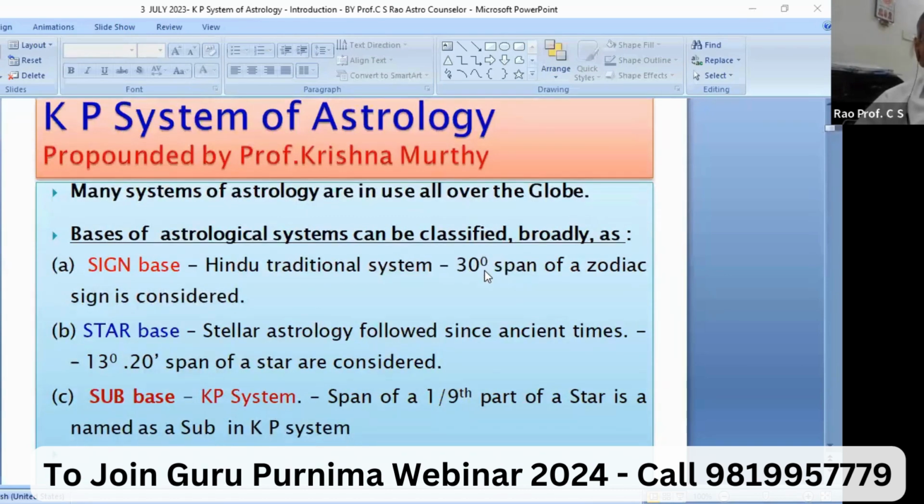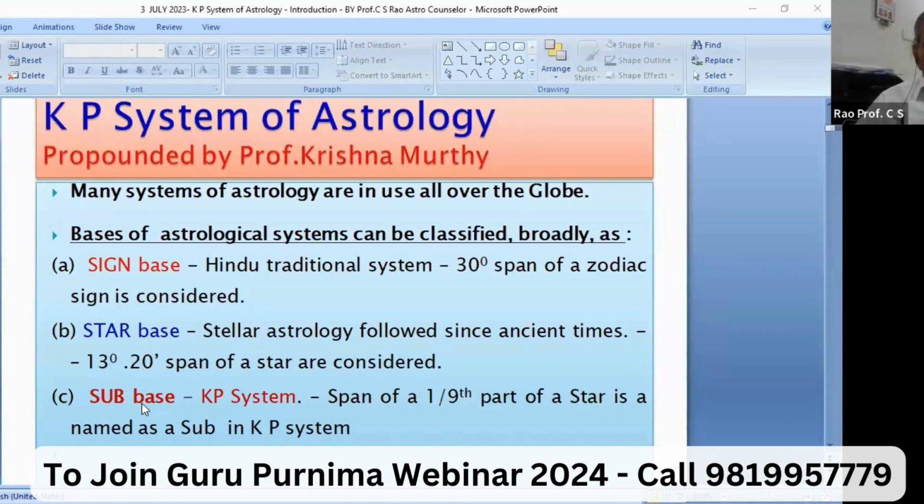Now, in astrology, you are already students of astrology. The systems are based on the Rashi, the entire sign of 30 degrees. Some systems are based on the star. The sign is a base of a 30-degree span of the zodiac. The star is the basis of a 13 degrees 20 minutes span. There are 27 stars in the zodiac of 360 degrees.